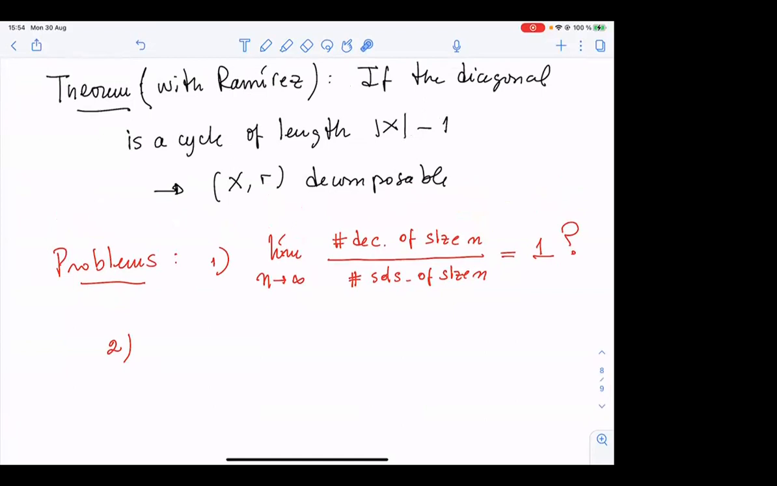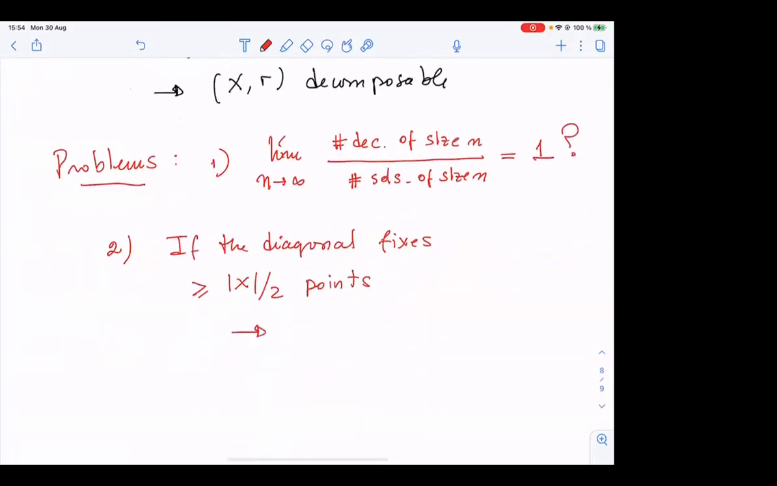Okay, and as I said, let me maybe write this. The conjecture would be that if the diagonal fixes, say, at least this number of points, then the solution is decomposable. But this is, of course, a conjecture. Of course, there are no counterexamples in the list of solutions that I showed you.